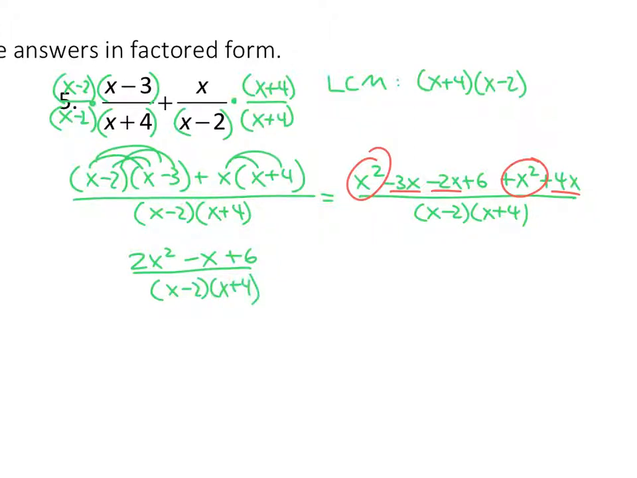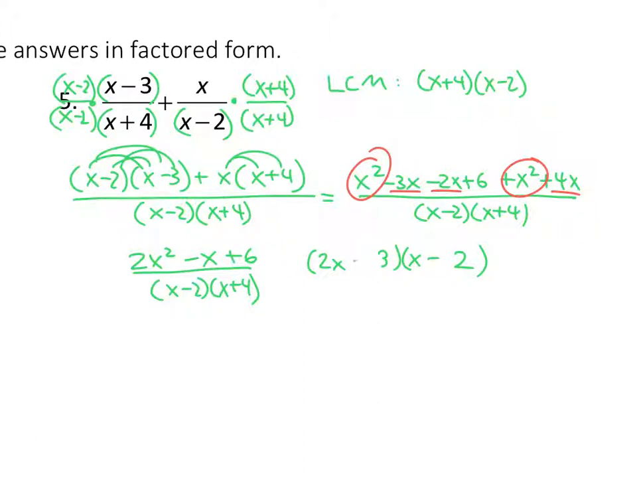And now that I've completely simplified the top, I check to see if that can be factored. So I'm going to try and factor the expression on top. I'm going to start with a 2x and an x to multiply to 2x squared, and then I need to think of factors of 6. I think I'm going to try 2 and 3, and I'm going to put the 3 here and the 2 here. Let's see if that works.